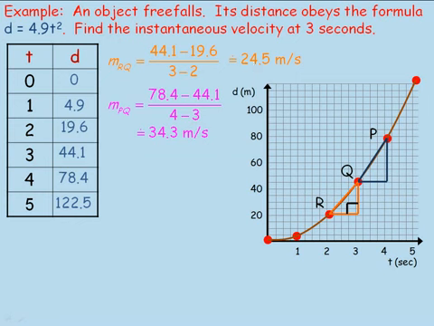From 3 to 4, this is the calculation here. From 3 to 4, we subtracted these distances and these times, and that slope is 34.3 meters per second, or that average rate of change from the third to the fourth second is 34.3.